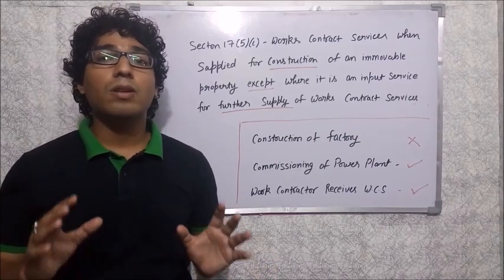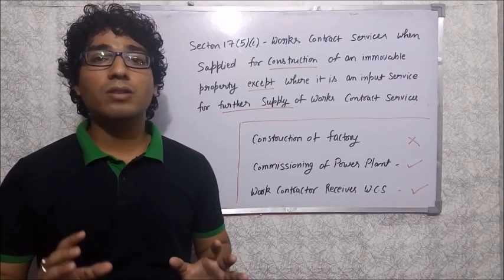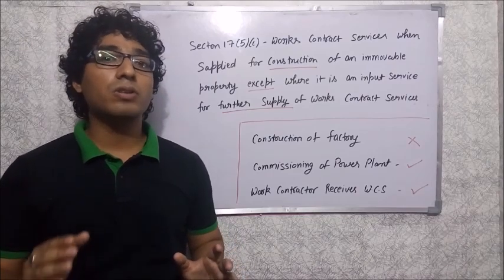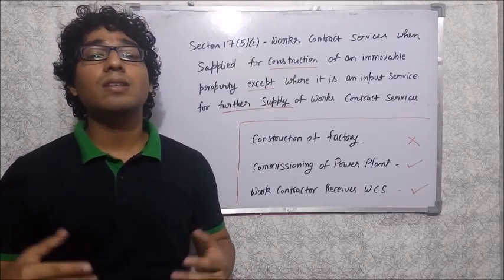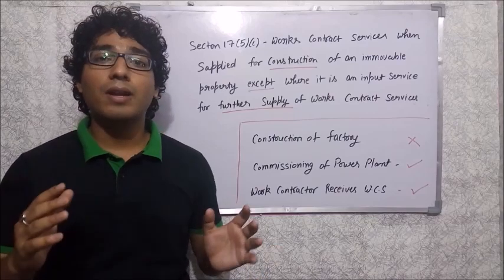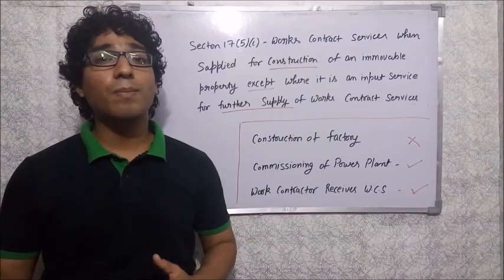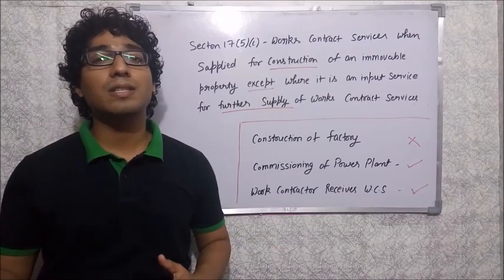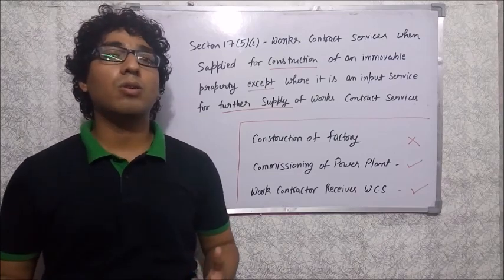But if the works contractor receives the works contract service in case of construction of immovable property, and it is his input service for further supply of works contract services, then they can take the input tax credit on those items.